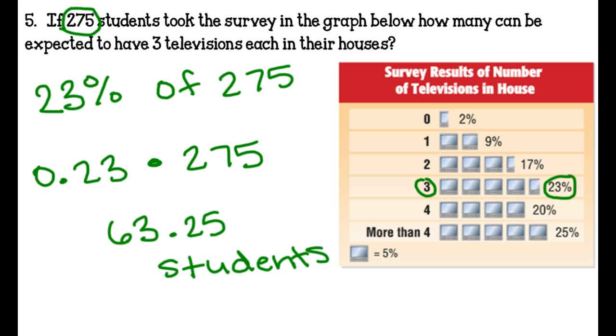Now, can a partial student have a TV? No. And this would be have 3 televisions. So that would be 63 students, but you can leave it as a decimal. I will not count off for you leaving it as a decimal.